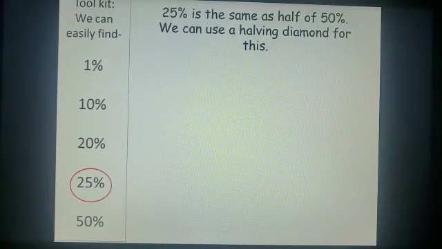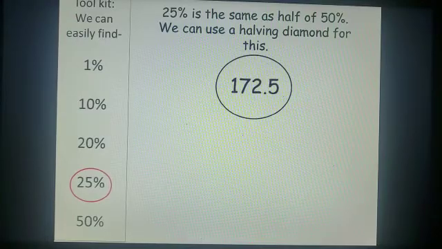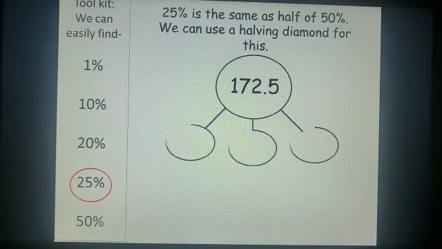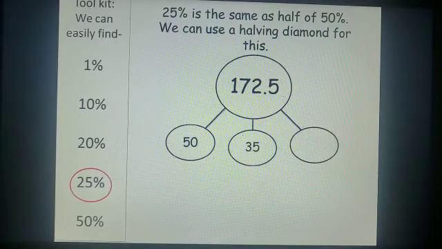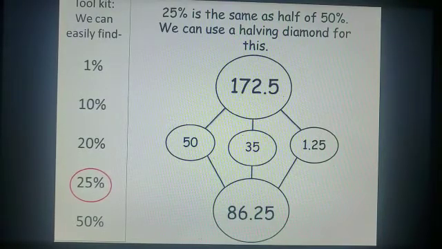Let's look at the last one of 25%. Again, 25% is the same as half of 50. Now we've already worked out what 50% is. So all we need to do again is use a halving diamond and halve our amount. A half of 100 is 50. A half of 70 is 35, and a half of 2.5 is 1.25. Again, we bring them together by adding. To find 25% is 86.25.